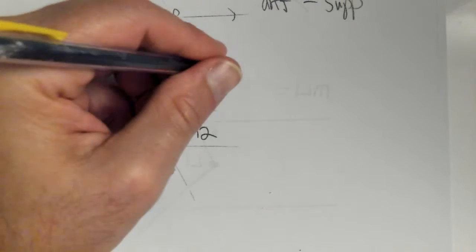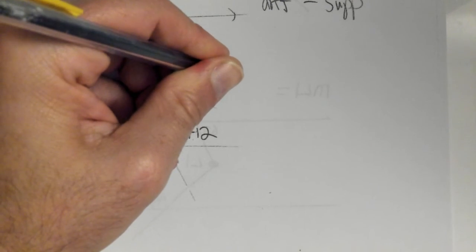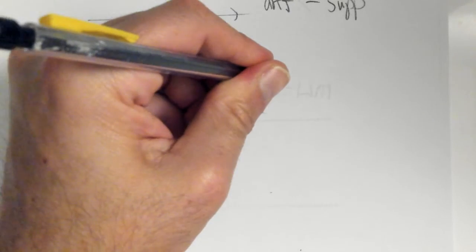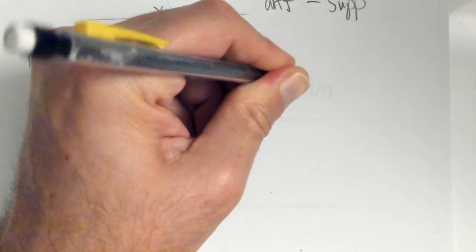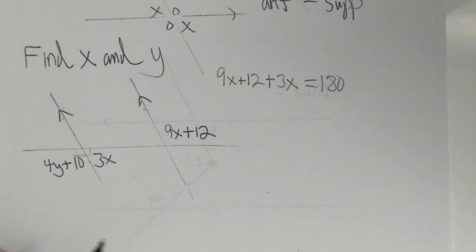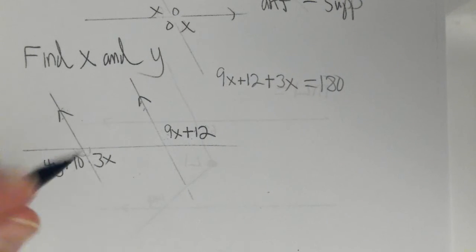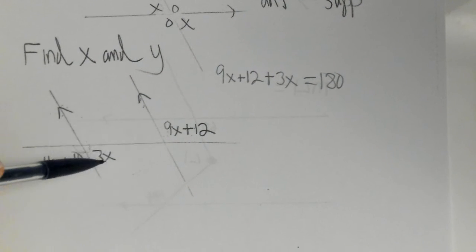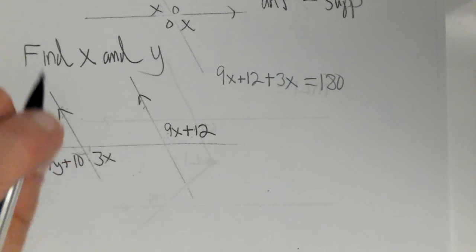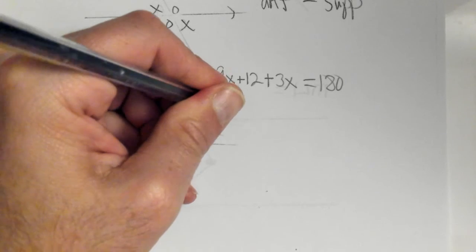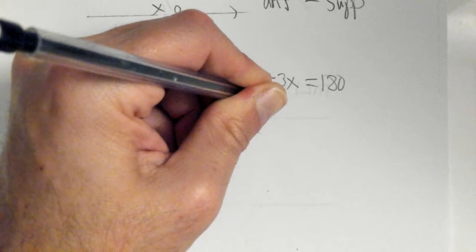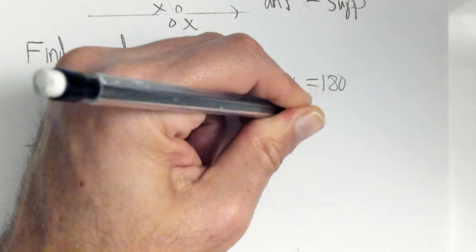So here's what my equation should look like: 9x plus 12 plus 3x equals 180. There's where the equation comes from. These two add up to 180. Alright, so we can go and solve it now. We can add the 9x plus the 3x and get 12x plus 12 equals 180.